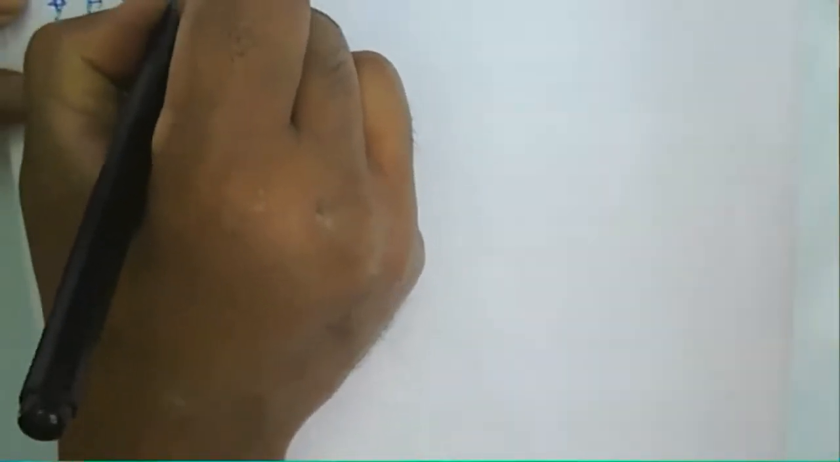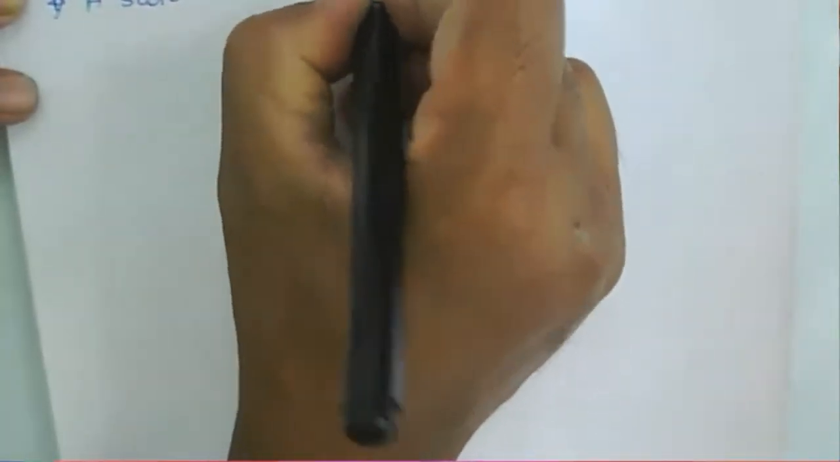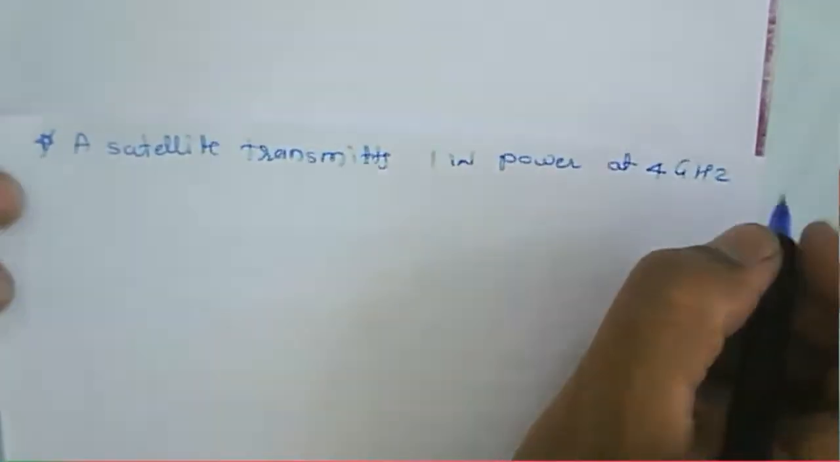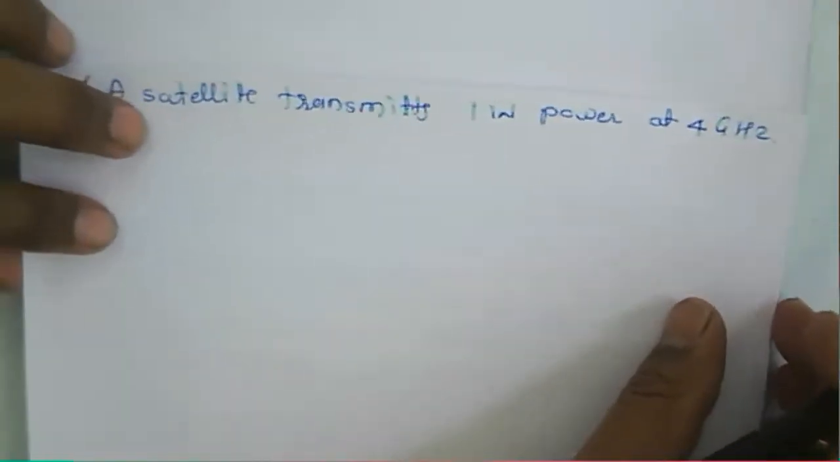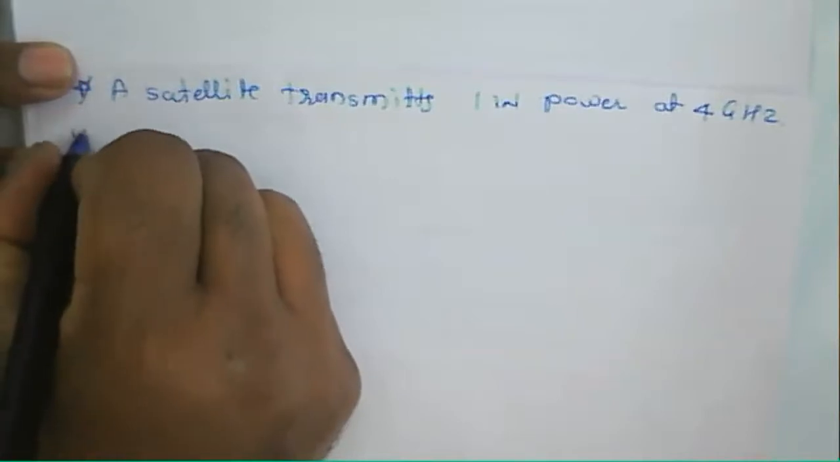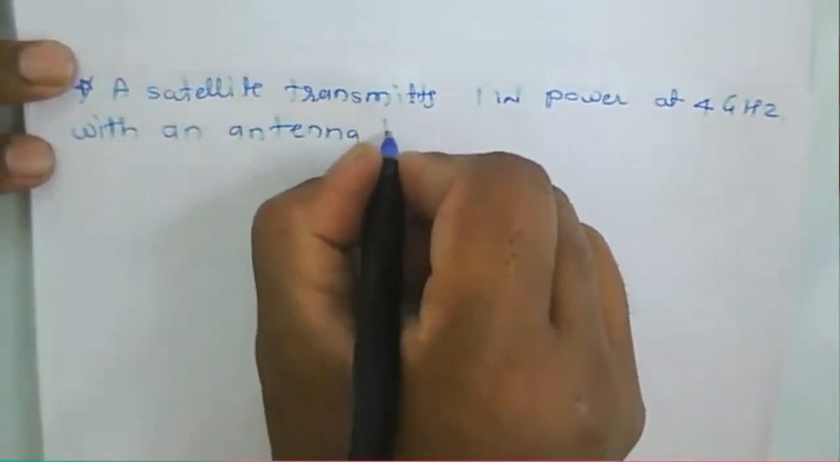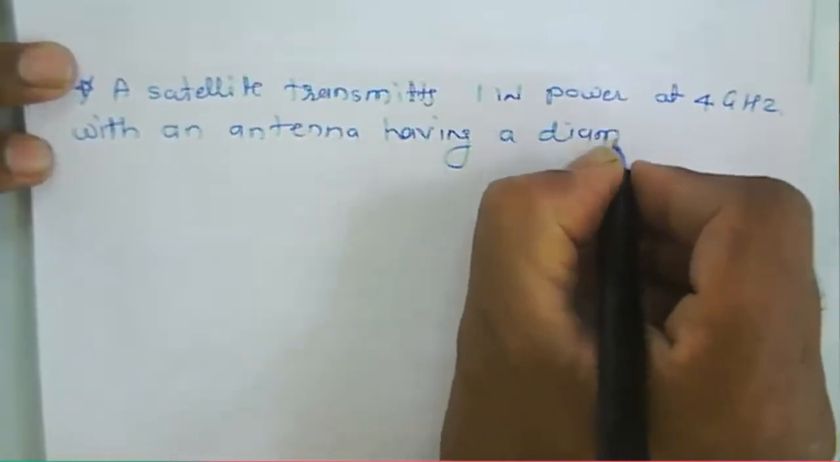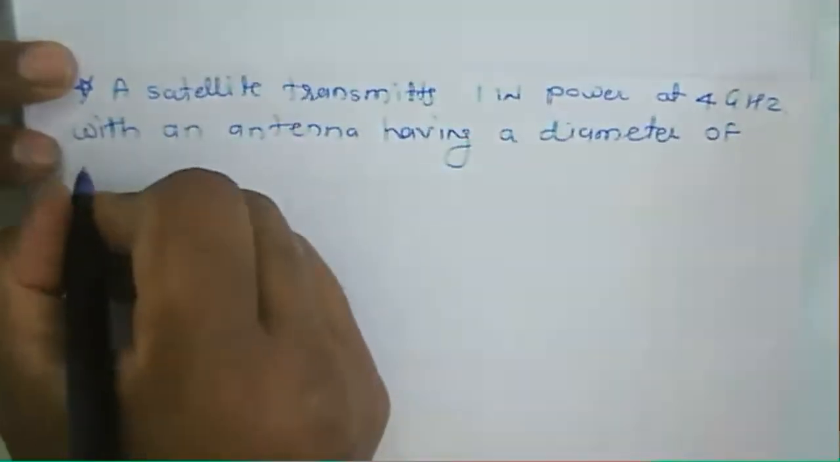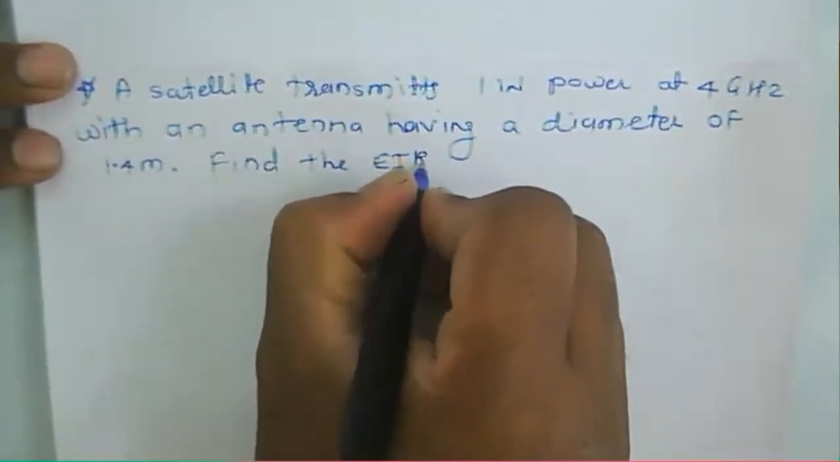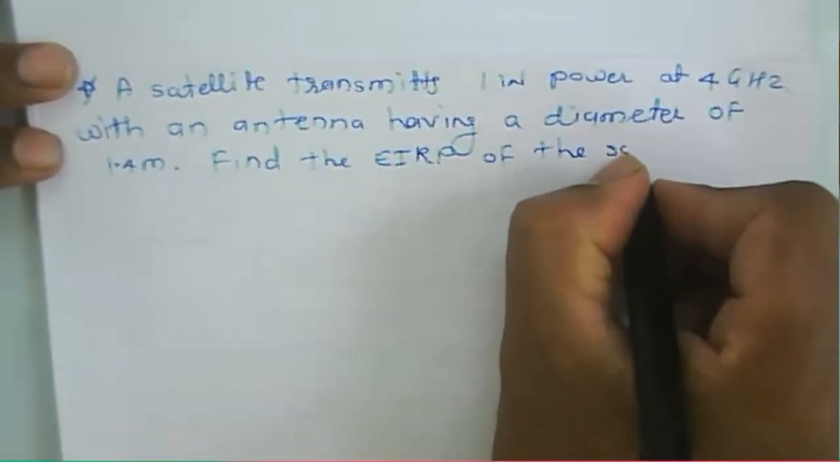Next one. A satellite transmits 1 watt of power at 4 gigahertz with an antenna having a diameter of 1.4 meter. Find the EIRP of the satellite.